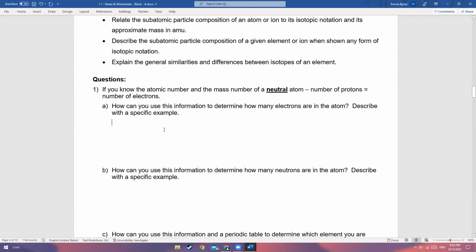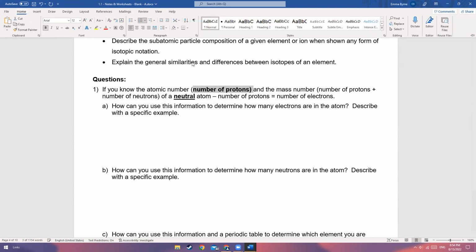So given this information, we know the atomic number. What is the atomic number here? That is the number of protons. And the mass number, if you recall from the definitions above, is the number of protons plus the number of neutrons. I'll just bold these so they stand out a bit.